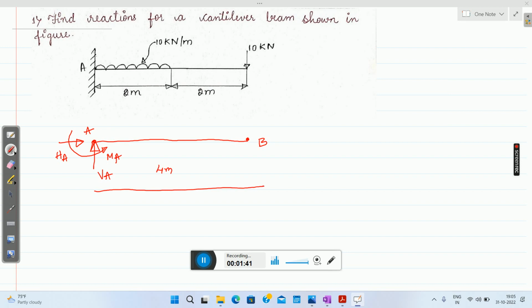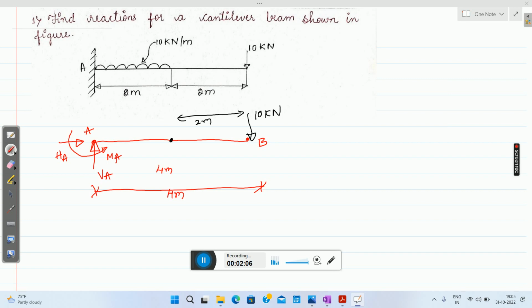Total length of the beam is 4 meters. Clear? Next, it is carrying a point load of 10 kilonewton at free end. So this will be 2 meter.